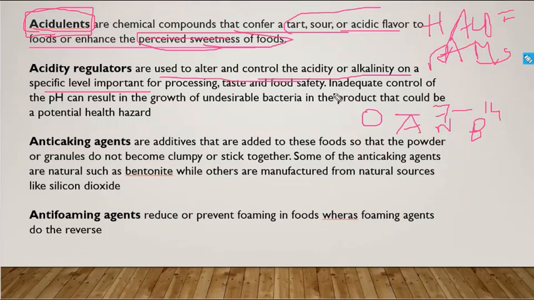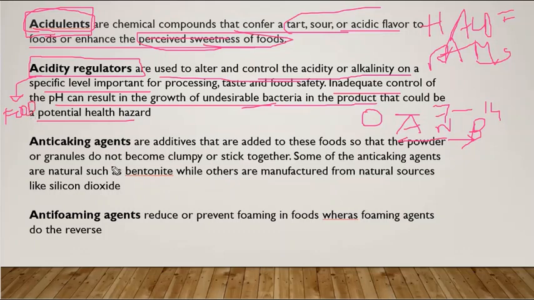Inadequate control of the pH can result in the growth of undesirable bacteria in the product that could be a potential health hazard. If the pH increases or decreases, it can go both ways, and then there will be undesirable bacteria in the product. So acidity regulators can be used. This is not like the normal tablets for acidity for humans. This is with respect to the food, not humans.